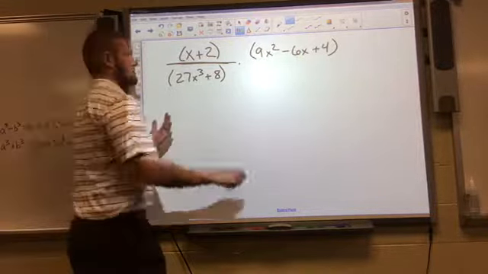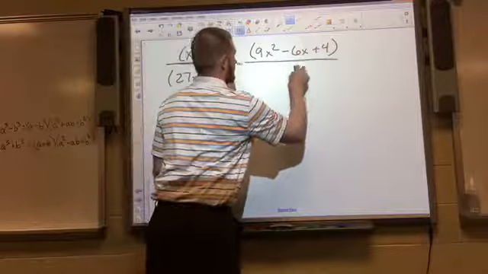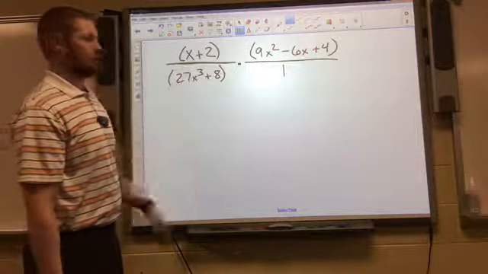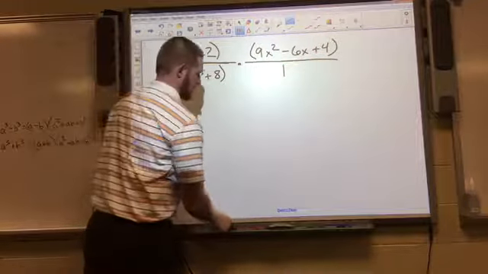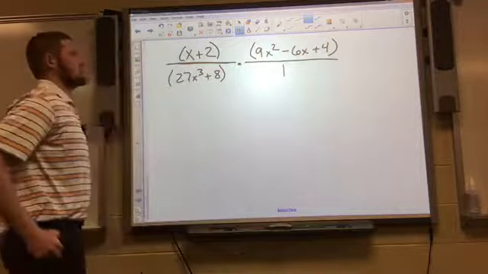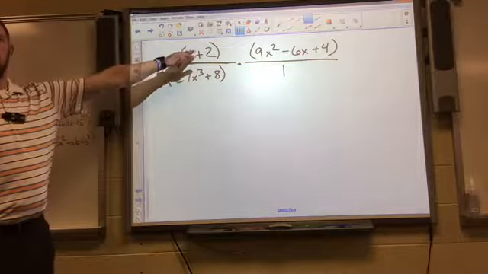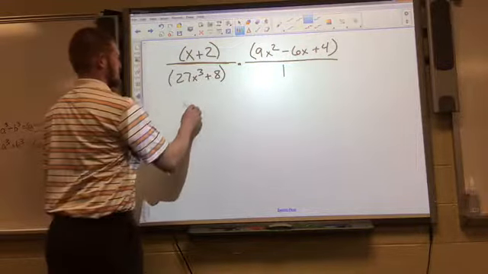If you want to, you could write this over 1, right? Okay, some people like to see that it's a fraction times a fraction. Hey, some of you I know don't care. Whatever your preference is. Okay, so start on the top left. Can I factor that? Nope. So I'm going to leave it as x plus 2.